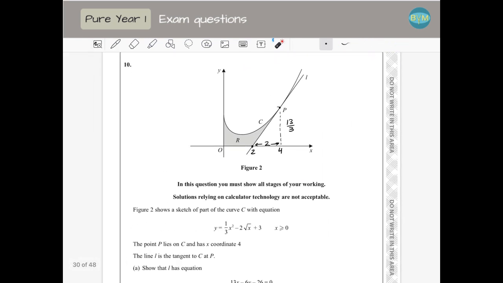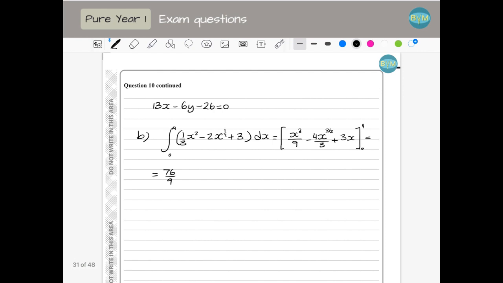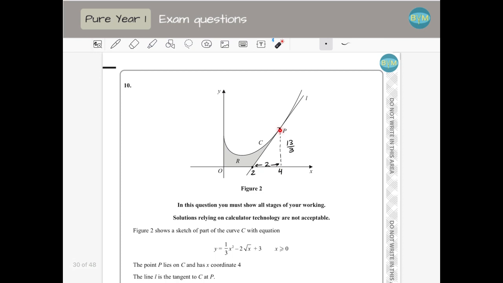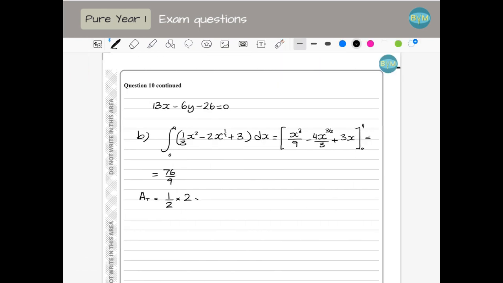So this is the big area. This is this area here. And I'm going to subtract the area of the triangle. So the area of the triangle is going to be 1/2 times base, which is 2, this length is 2, times height 13/3, so that's the area. So my total area, the area shaded, is going to be the big area, 76 over 9, minus 13/3, which is 37 over 9.